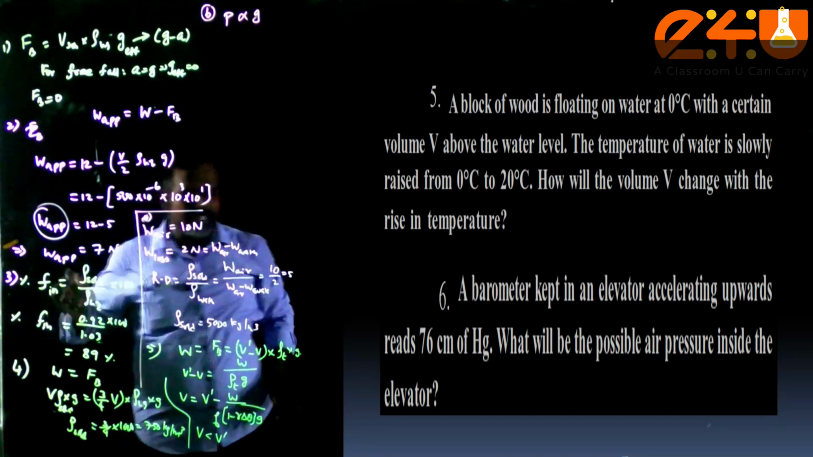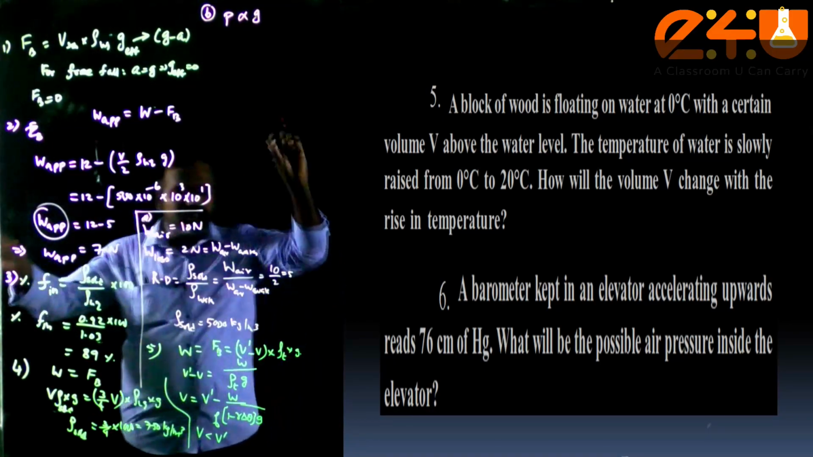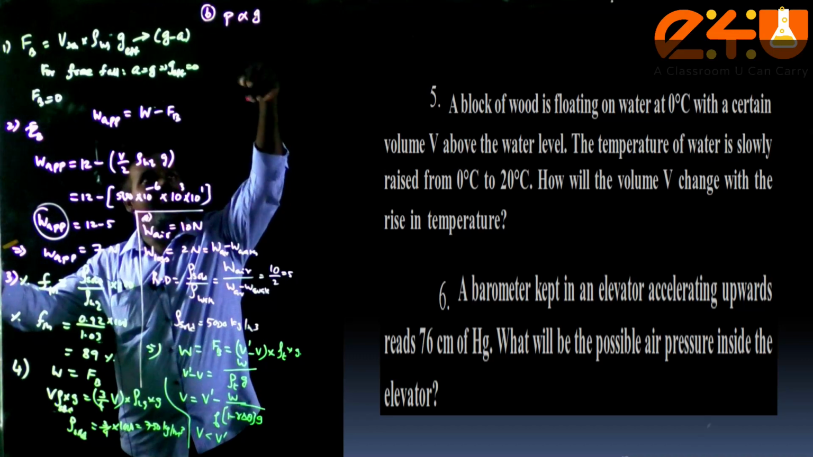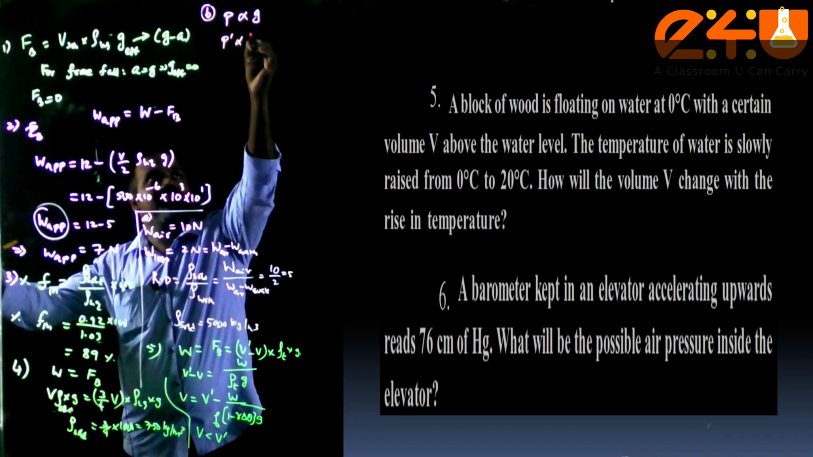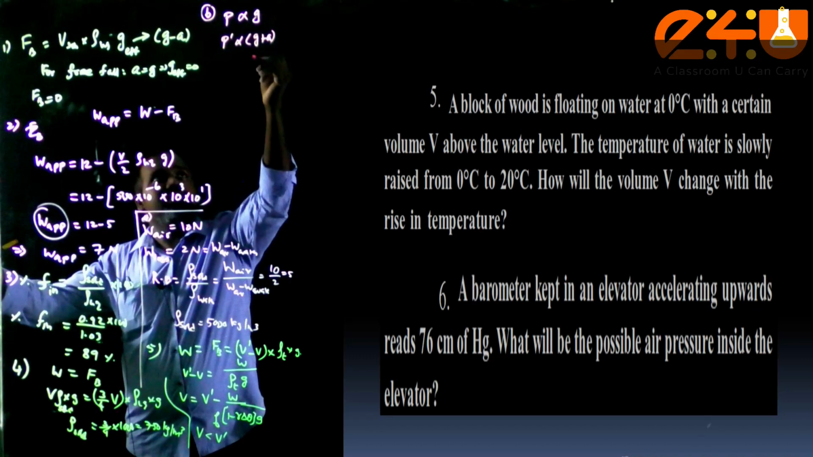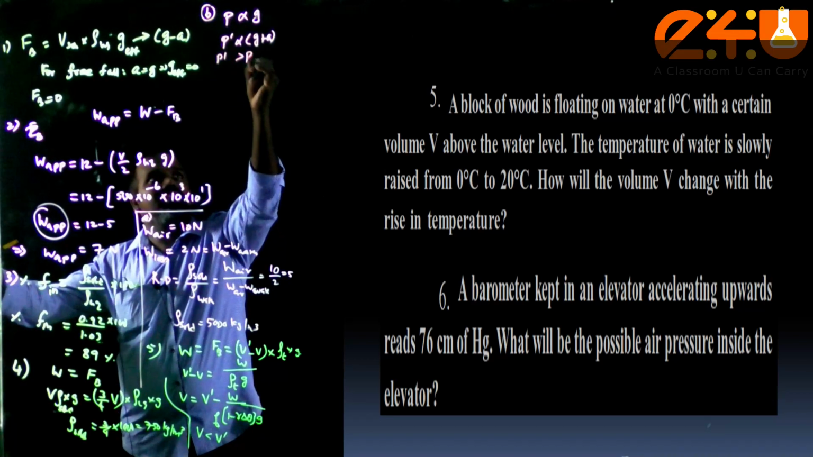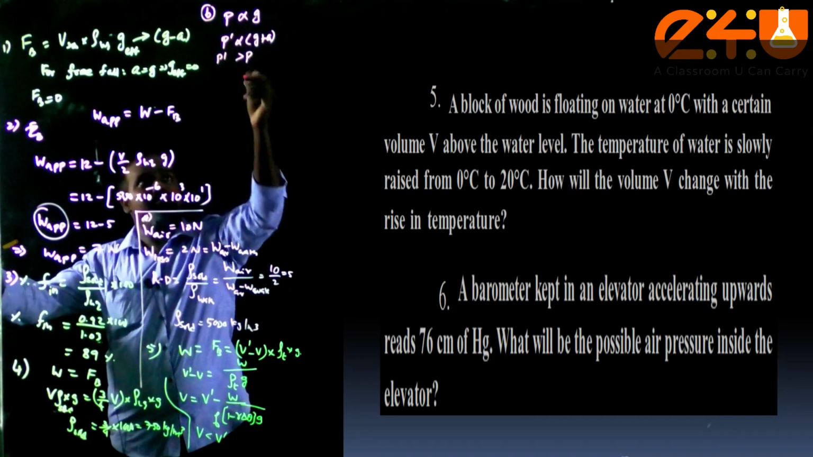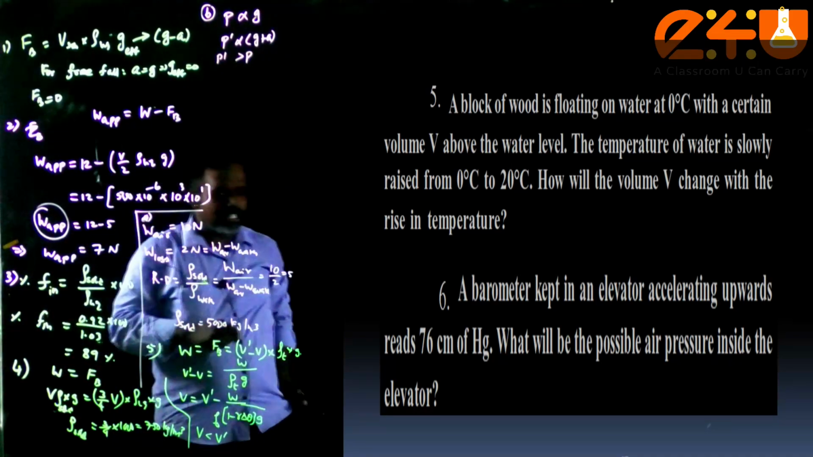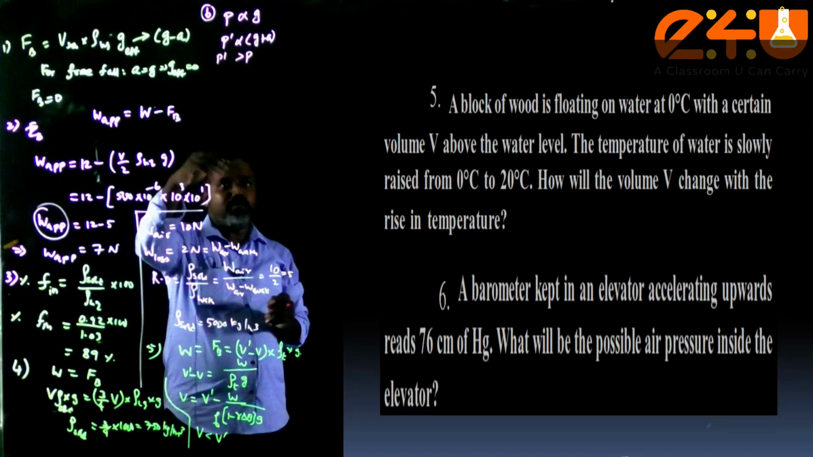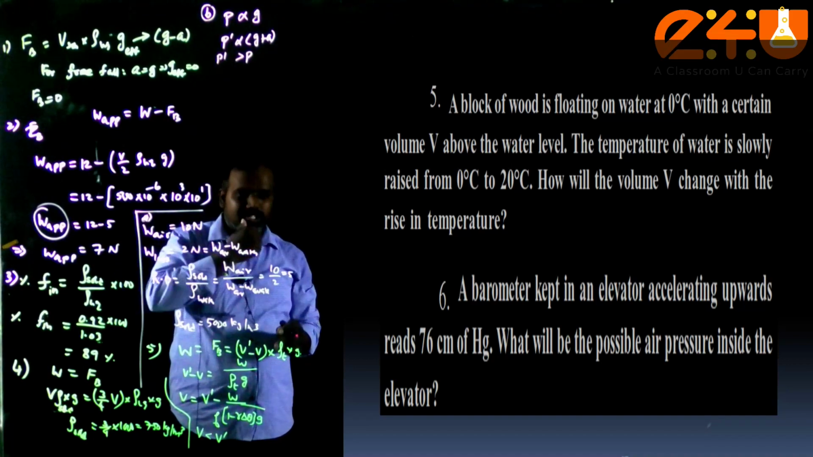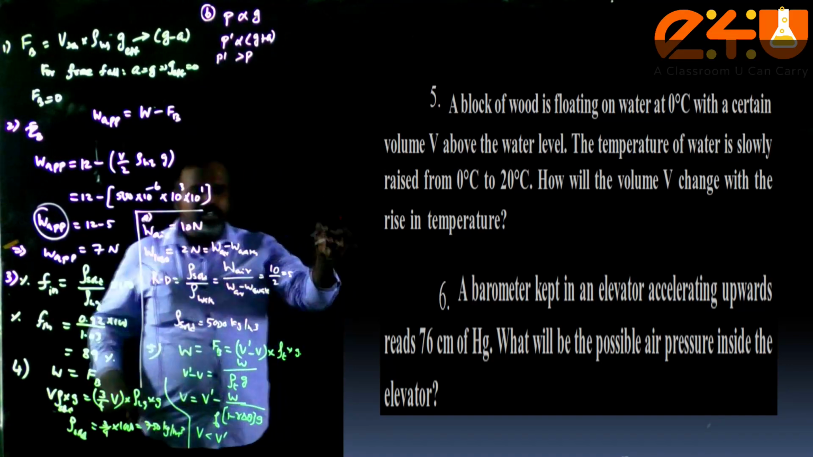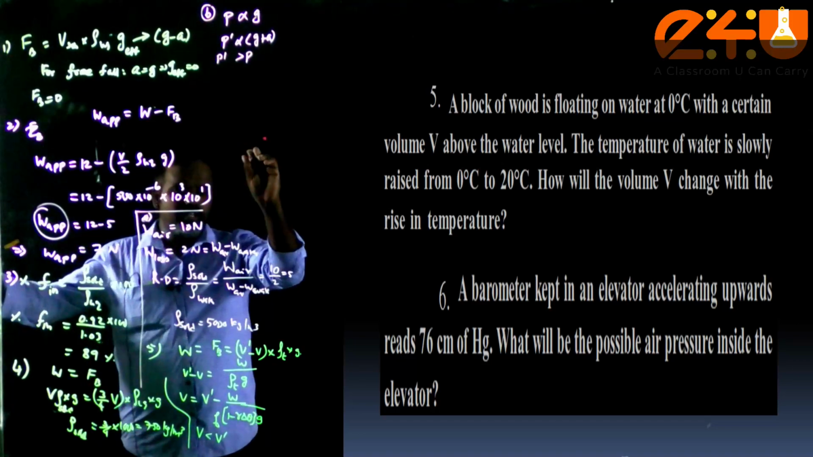When the lift is accelerated upward, the pseudo acceleration is downward, therefore g effective is g plus a in the downward direction. Therefore P dash is proportional to g plus a. So obviously P dash is greater than P. So when the lift accelerates, the barometer shows a higher pressure than 76 centimeter of mercury. Go to the next question.